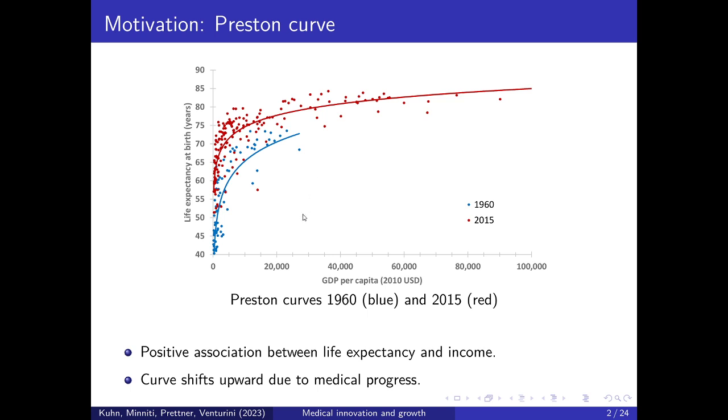That's not surprising because we have absolute values of income here. If we take the logarithm so that we would compare life expectancy with percentage increases in income, then we would see a more linear relationship. What you also see is that the Preston curve shifted over time. So for the same level of income in 1960, people would live longer if they had the same income in 2015. So this is an upward shift of the Preston curve that is likely due to medical progress in large part.